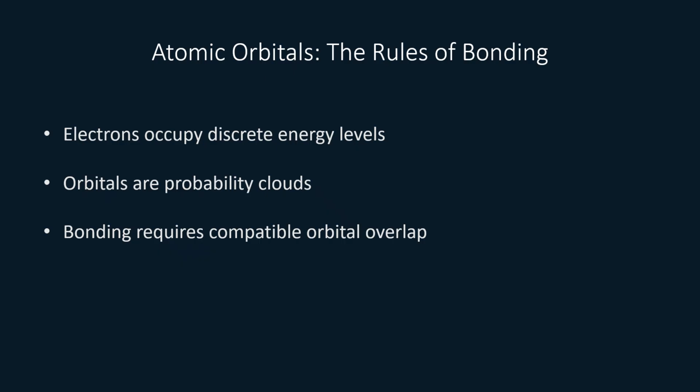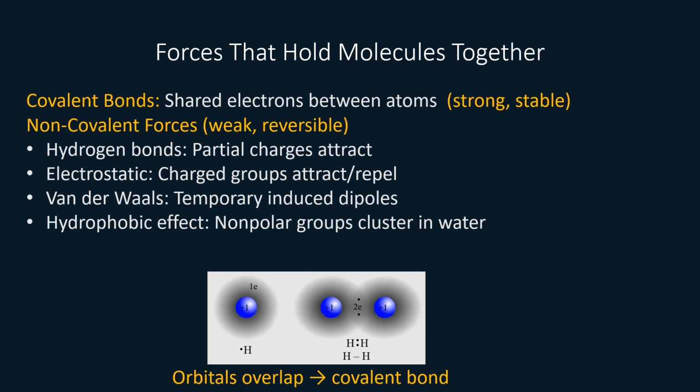Okay, so let's talk about bonds that hold molecules together. Here you can see covalent bonds. They are strong and stable, whereas non-covalent forces are weaker and reversible. So together, these bonds allow molecules to bind, unbind, and change shape.